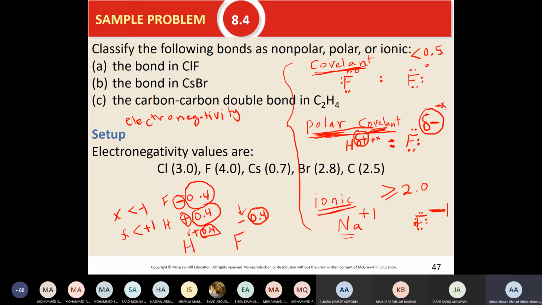Okay. Just a second, is this polar covalent or covalent or ionic? Yes, covalent. Why? Because the difference between them is 0. 4 minus 4 is equal to 0. And that's why this is covalent. Okay, let's try something else.